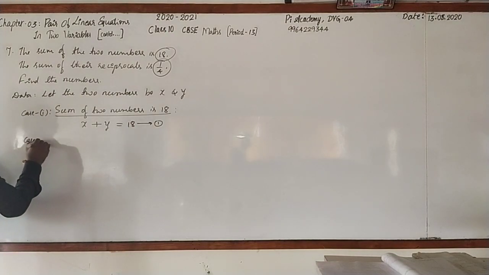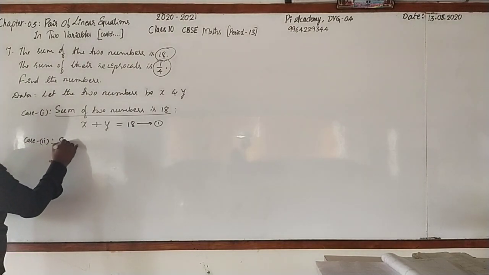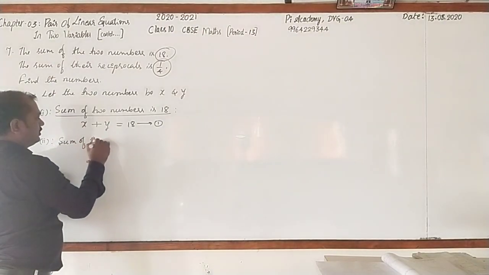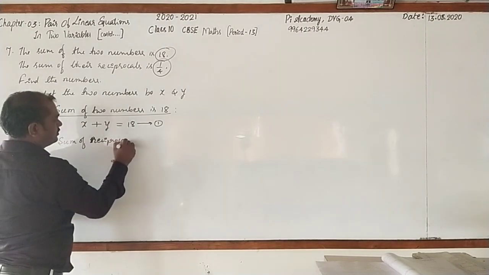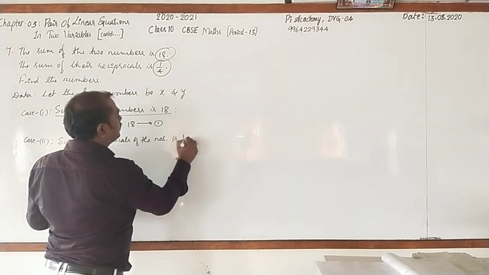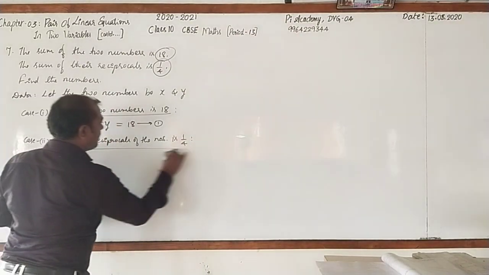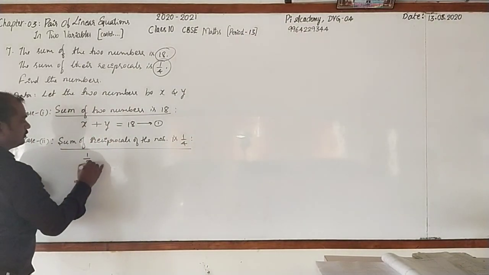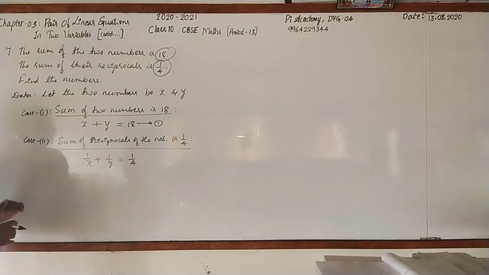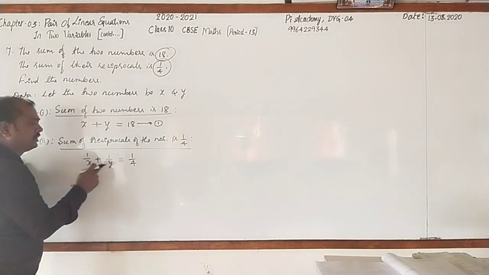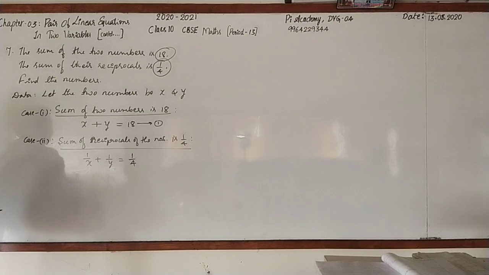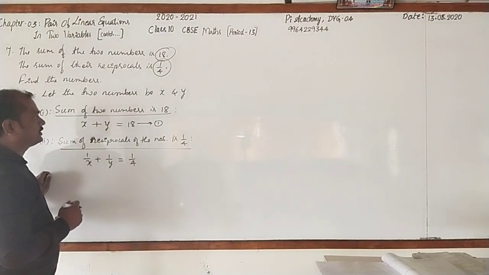Then case 2. What is that case 2? It is sum of their reciprocals of the numbers is 1 by 4. Hence we can write it is 1 by x plus 1 by y is equal to 1 by 4. See, reciprocal of x is 1 by x, reciprocal of y is 1 by y, and their sum is 1 by 4. Then how do you go for solving?